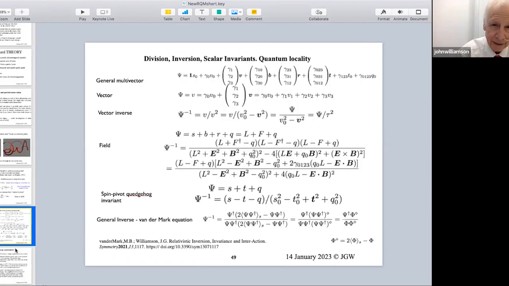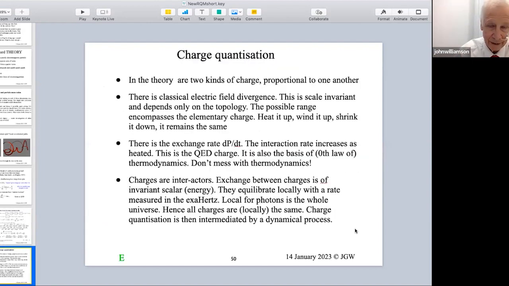There's a lot of stuff on inversion. This is where I go into the mathematics of inversion. The most important thing for this is one can find a general formula for the inversion. This is a van der Mark equation. This is in the 2021 paper that I included. I won't go into that because it's just too much detail. Charge quantization comes from exchange, as I mentioned. That's question E.